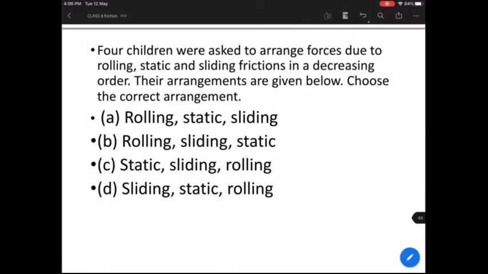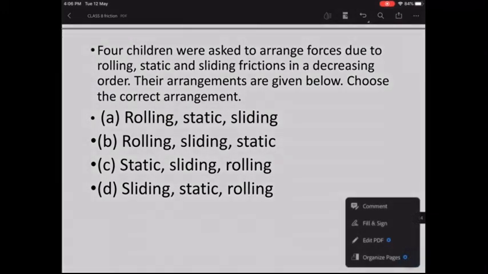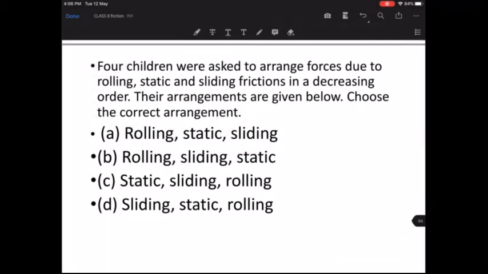Now there are 4 children. They were asked to arrange forces due to rolling, static and sliding friction in an increasing order. Their arrangements are given below. Choose the correct order. First you have to understand how to arrange it. You have to arrange all these frictions in decreasing order. Decreasing means the larger friction should be in the beginning, then the lesser one, and then the least one. Which is the largest one? The largest one is static. Then next one is sliding, and next one is rolling.